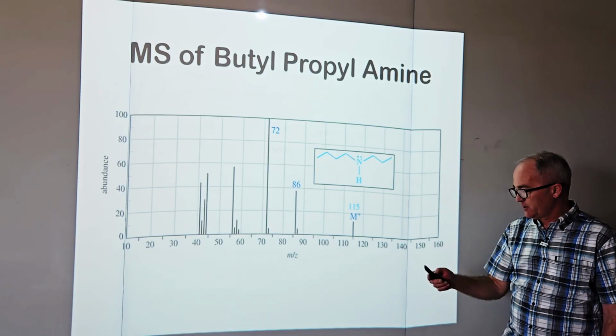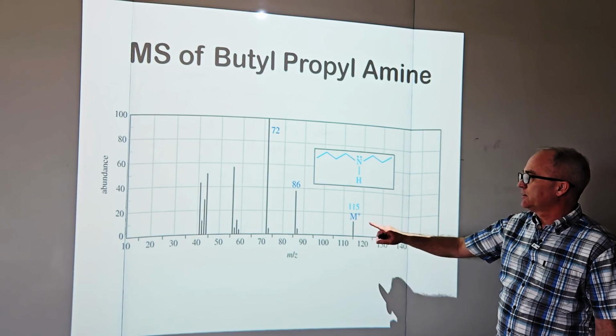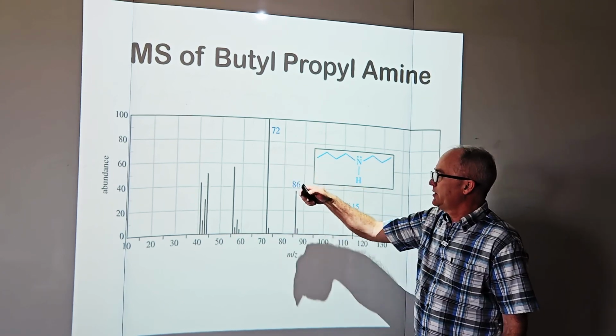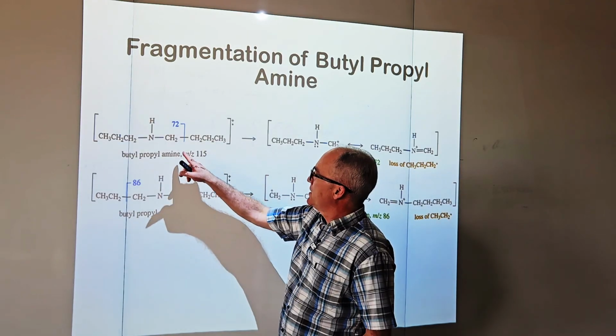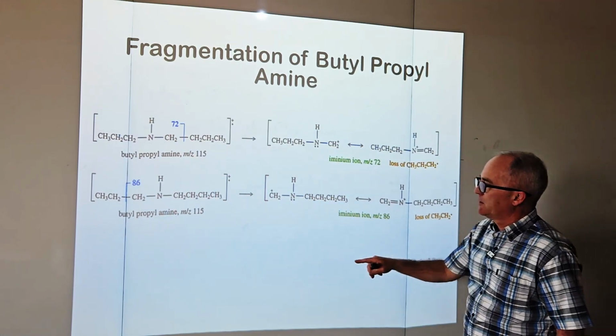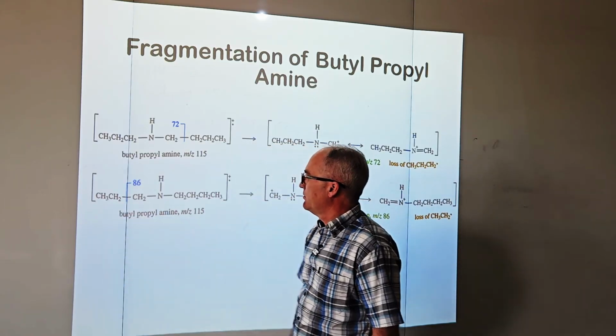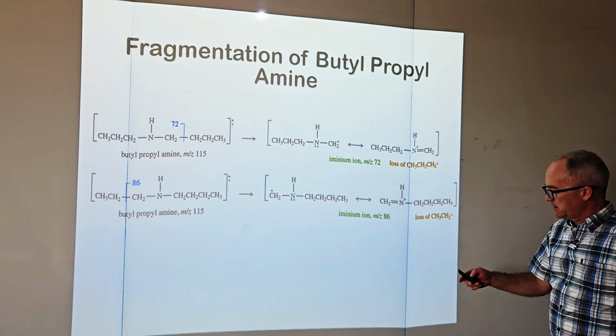So I've rationalized most of the important peaks. Molecular ion peak, base peak, and of course here we see it in detail. Here's alpha cleavage here. That gives us the base peak. Here's the alpha cleavage here, that loss of 29 gives us that 86.